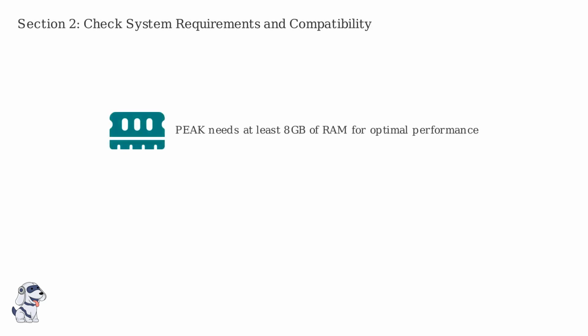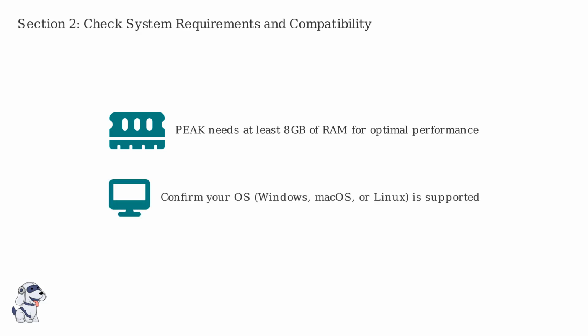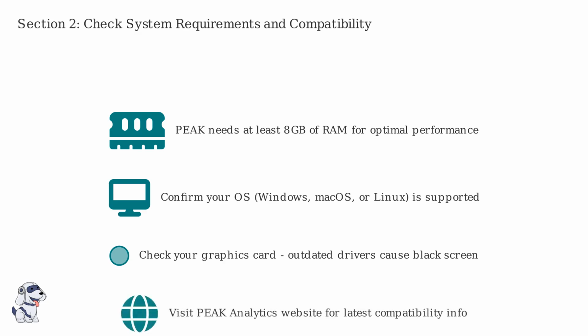First, ensure your system meets Peak's minimum requirements. Peak needs at least 8 gigabytes of RAM for optimal performance. Confirm your operating system, whether Windows, Mac OS, or Linux, is supported by your version of Peak. Critically, check your graphics card. Outdated or incompatible drivers are the leading cause of the black screen. Visit the Peak Analytics website for the latest compatibility information.